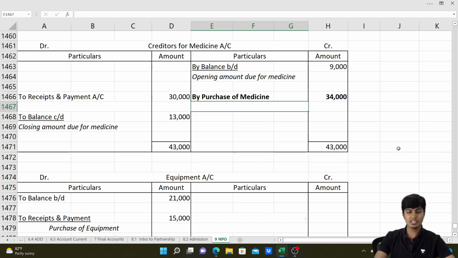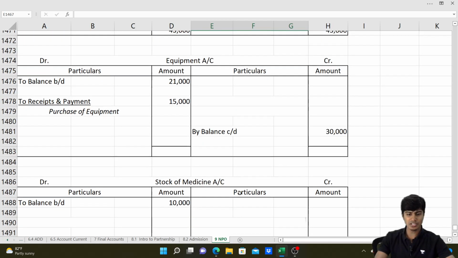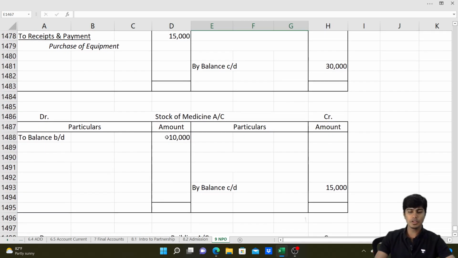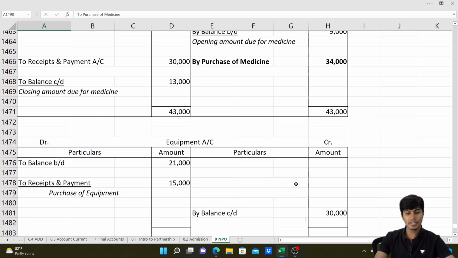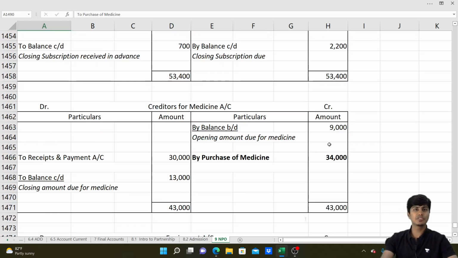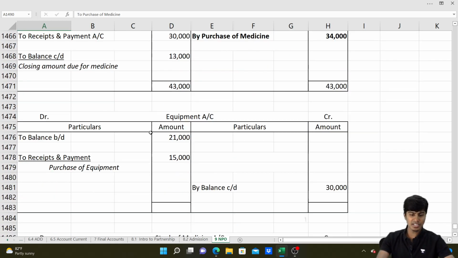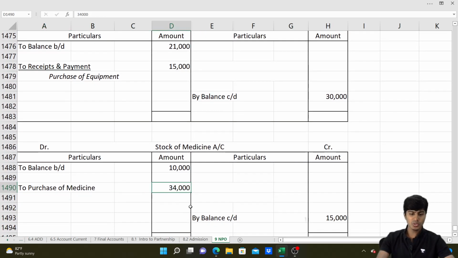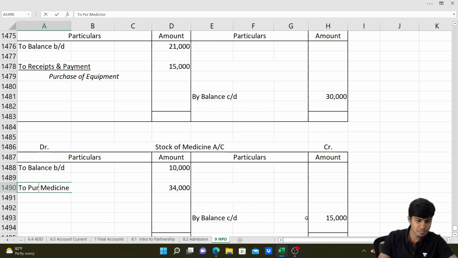When you purchase medicine, the stock of medicine will increase. So after equipment, we opened a ledger called stock of medicine. We had an opening of 10, closing of 15. This is possible because you purchased medicine. How much? 34,000 is posted from the creditors for medicine account debit to your stock of medicine account. I'll change it here. I'll write creditors for medicine. Here I'll write purchase.